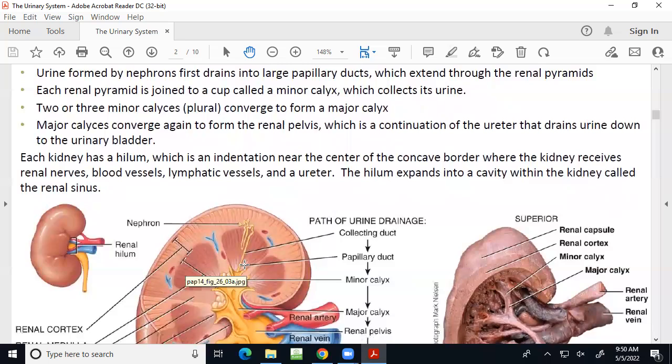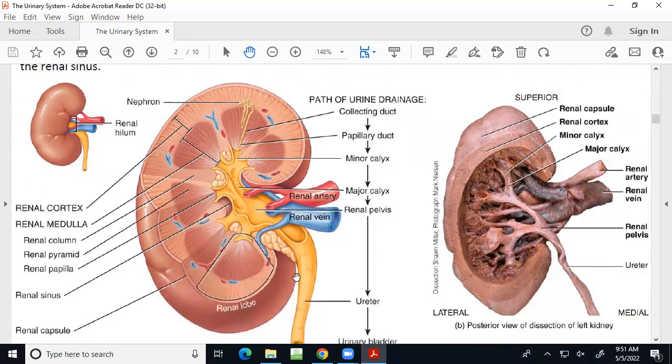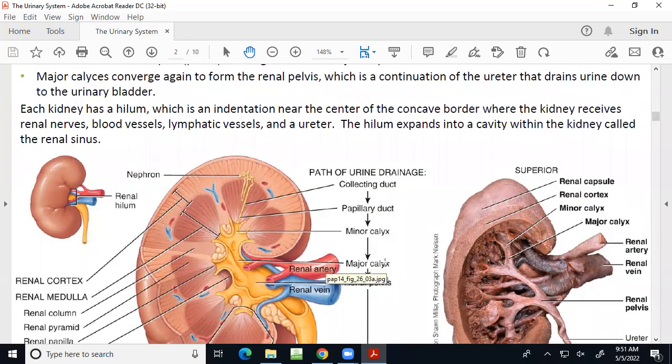From the papillary duct, the urine will flow into what are called minor calyces, or minor calyx for one. Calyces is plural. Okay, that's what these little cup-like extensions that come down from the renal pyramid are. Several of those merge and form a larger cup-like structure called the major calyx. Okay, and there's multiple of those, so that's why I have major calyces listed up here. Those converge again and form what's called a renal pelvis, which is just a continuation of the ureter, the tube that drains the urine out of the kidneys.